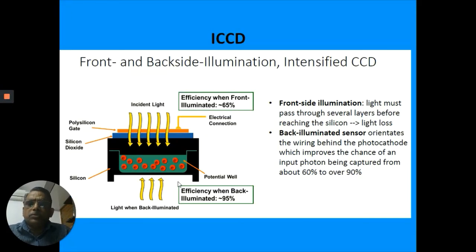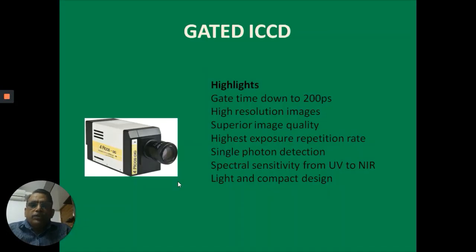Now the next level of CCD is called the intensified CCD. It has front and back illuminated sensors. They are more sensitive than CCDs, so you can look at very low light applications. Efficiency of photon detection is much more. And then the ICCDs can also be gated.